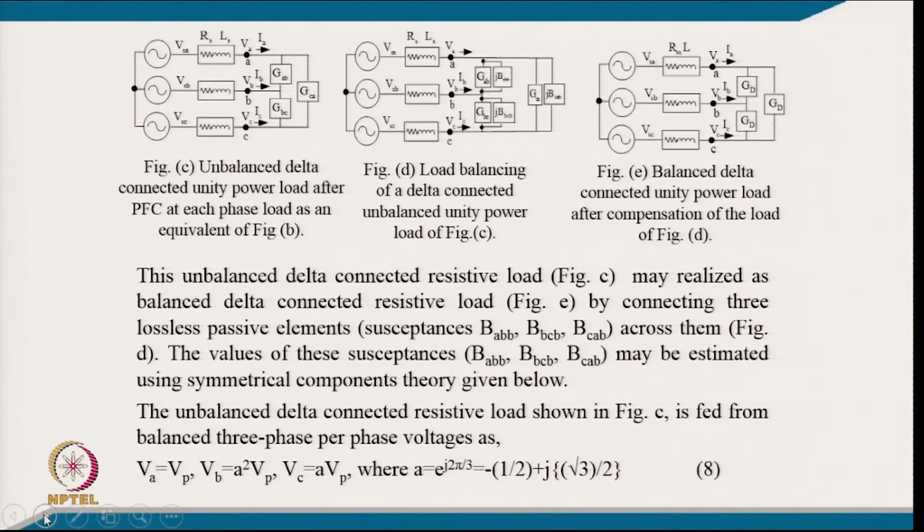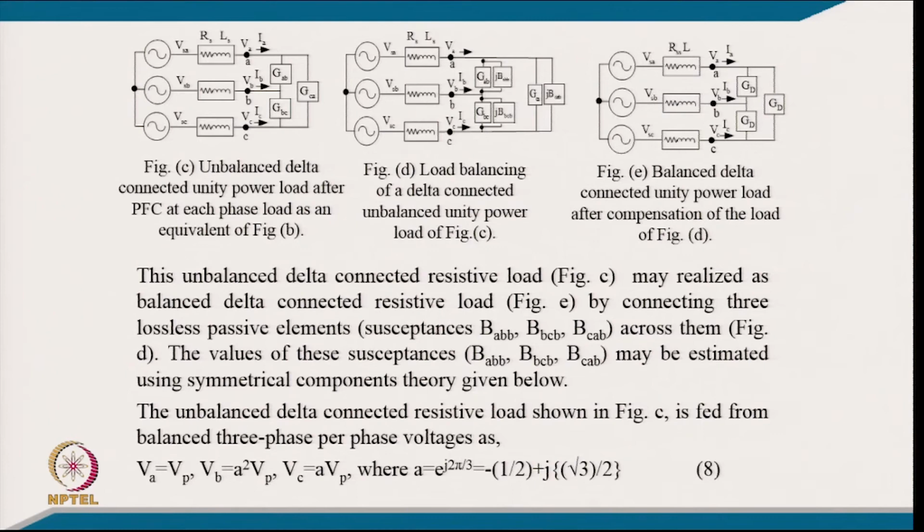Now we can put another set of compensator here in parallel to these 3 conductances, which is responsible for load balancing of this delta connected load. This equivalent can be realized as 3 balanced delta connected conductances, as a resistive load, which draws equal balanced current at unity power factor from this delta equivalent balanced load.